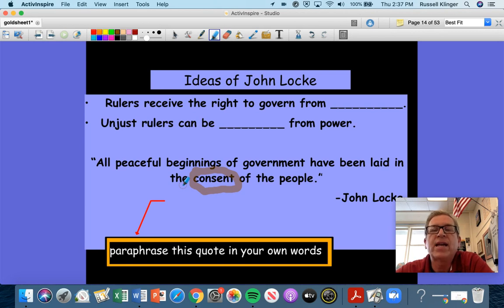If your parents say to you, I give my consent that you can stay out past 10 o'clock tonight with your friends, that's what it means. It's permission. So all peaceful beginnings of government, Locke would say, have been laid in the permission of the people, right? The consent of the people to give the government the power to make decisions for them. And when it violates that privilege, then they should be removed. Okay.